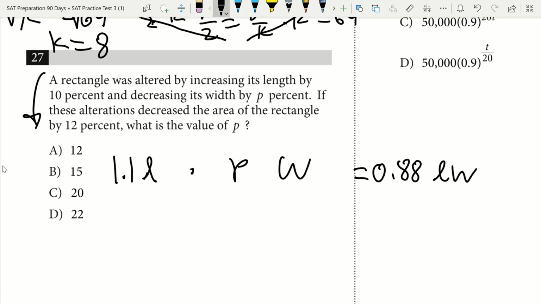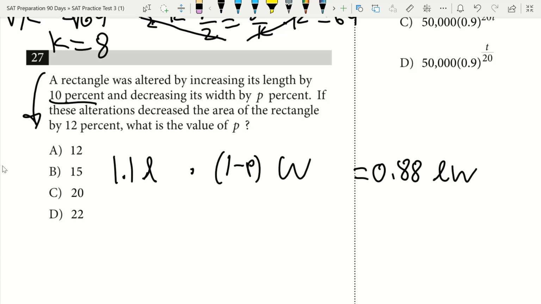So if I'm using an L, I'm going to draw it like that instead of like that, because that could look like a 1. All right, so I saw that I have a 10% increase in my length, so I wrote 1.1 times whatever my initial length was. And then I saw that I'm decreasing my width by p%, right? So if I'm decreasing my width by p%, then that's going to be 100% minus whatever my p% is, right? And that's going to have to be in decimal form. So I could write it as 1 minus p, right?